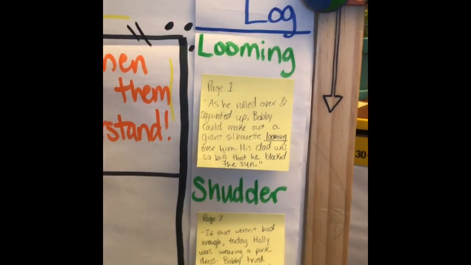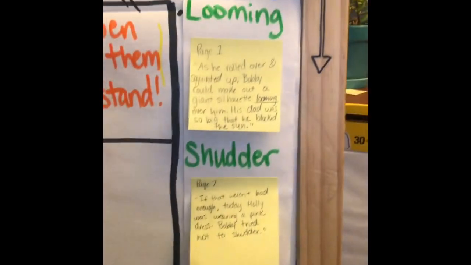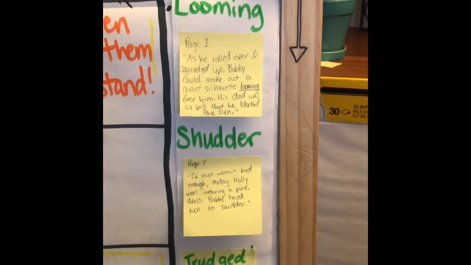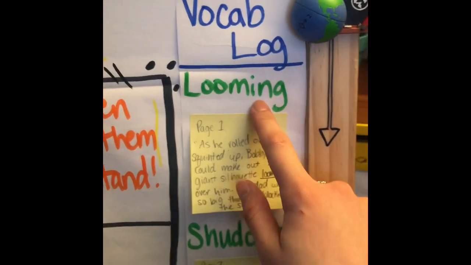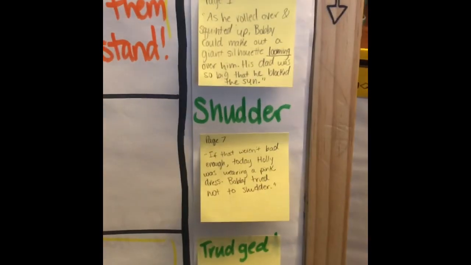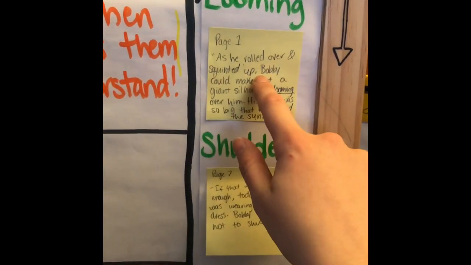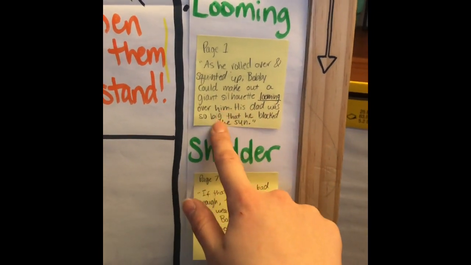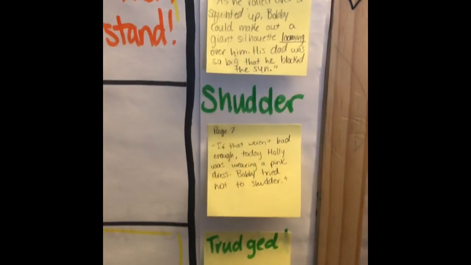And the last part of our lesson for today is going to be our vocabulary log. So I want to keep track of these important words to help us develop our vocabulary, since we're not in class together doing this every day. So the first word is looming. I'm going to ask that you define these words on your own and then find a way to get me your answers, and then we'll go over it. So looming, it said, as he rolled over and squinted up, Bobby could make out a giant silhouette looming over him. His dad was so big that he blocked the sun. So I want to know, what do you think looming means?